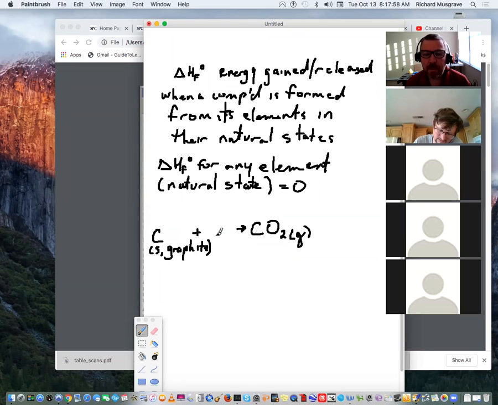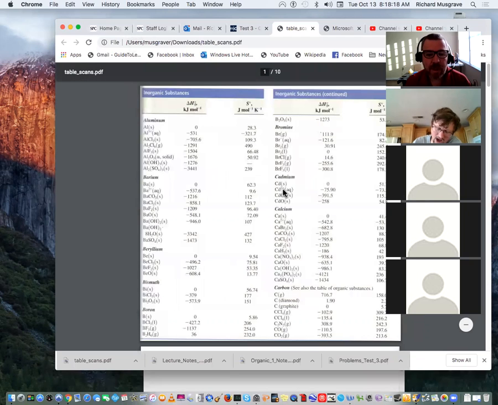And does anybody know what the natural form of oxygen is? A gas. Specifically, though, O what? O2. So O2 gas. All right, so you might be worried, oh gosh, I don't know all these natural states. Well, you can get it off the table because anything that has a 0 is going to be in its natural state.